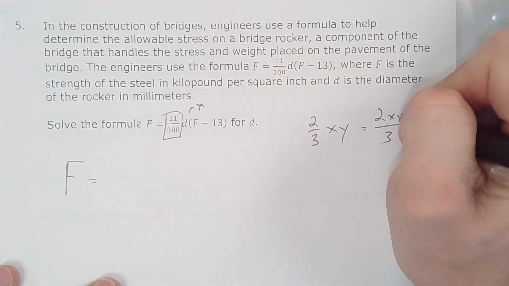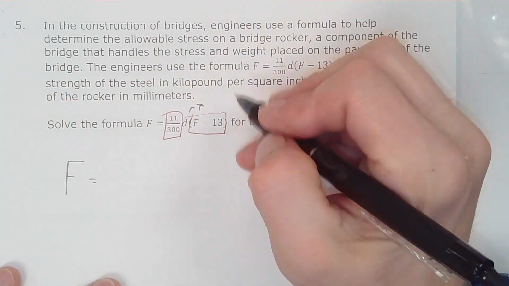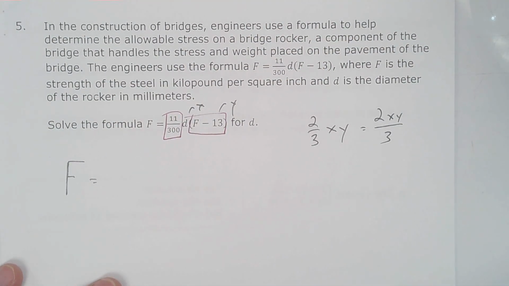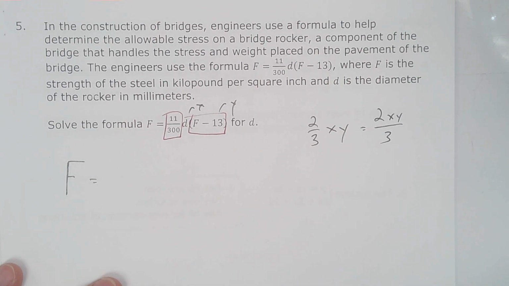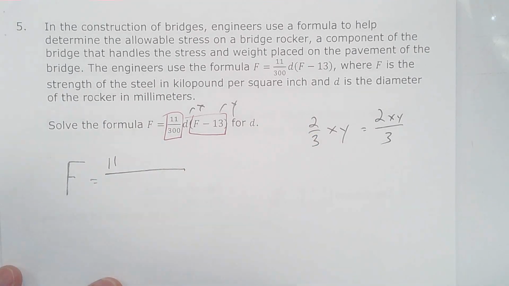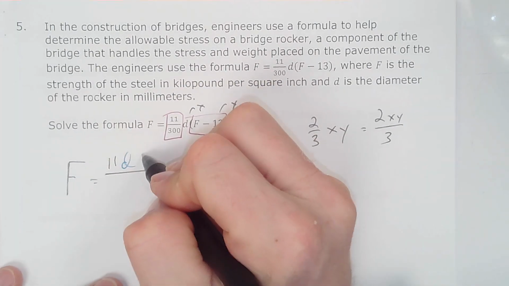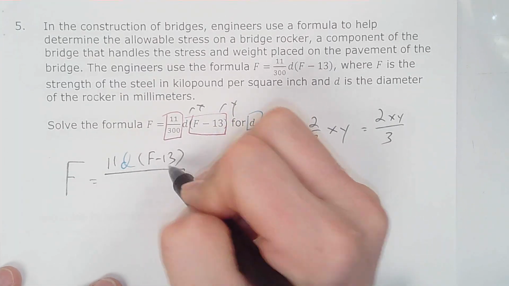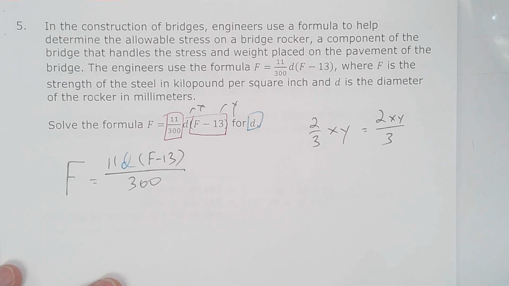This is my x in my example, and this whole thing is my y in my example. Okay, because I can use a binomial that's in parentheses like a single variable. All right, so I'm going to rewrite this like 11 times, I'm trying to solve for D, times D times the quantity of F minus 13 divided by 300. Those are algebraically identical, or algebraically equivalent.